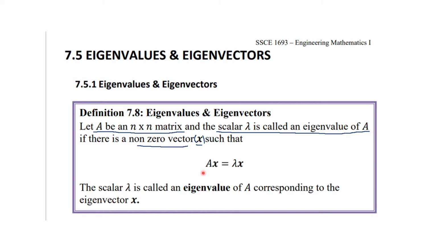So from this equation, A is a given matrix, which is an n times n matrix, and x is the eigenvector, and lambda is the eigenvalue.